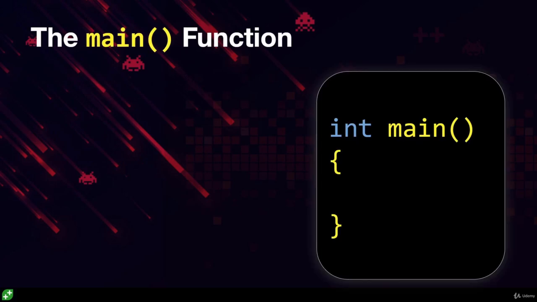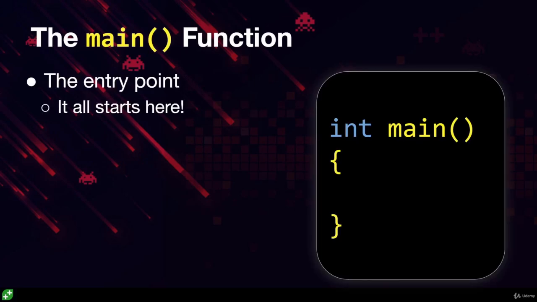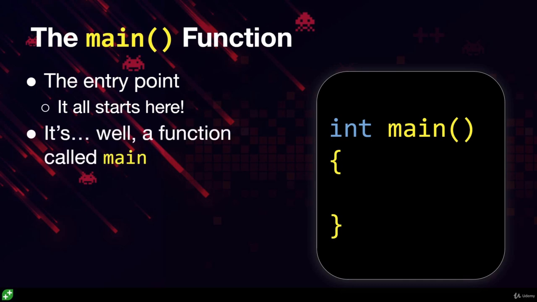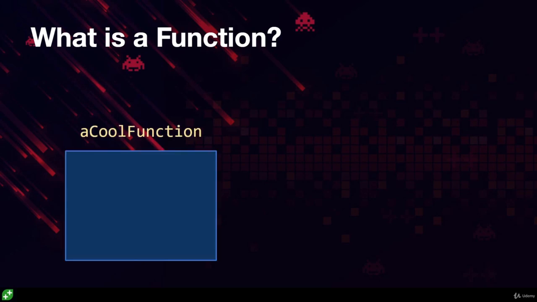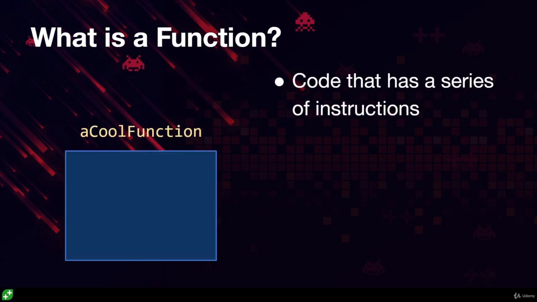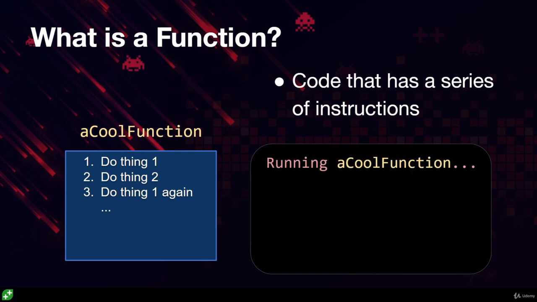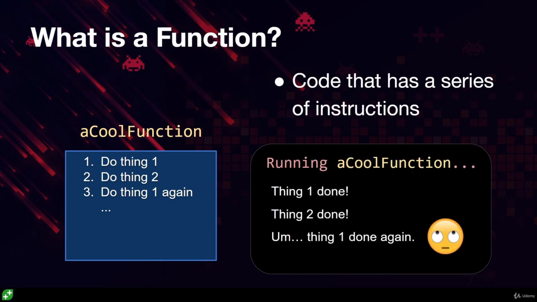You see, every C++ program has an entry point where the code execution starts. And in C++, that entry point is called the main function. And it's a function called main. So what exactly is a function anyway? Well, a function is a piece of code that contains a series of instructions, and when the function runs, all the instructions get carried out one after the other to complete a certain task.